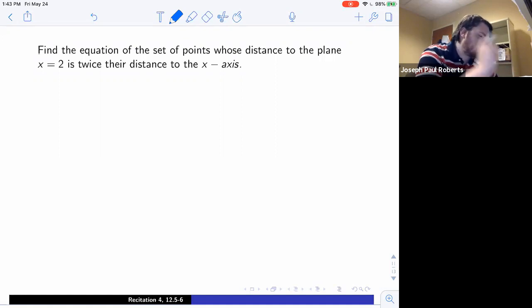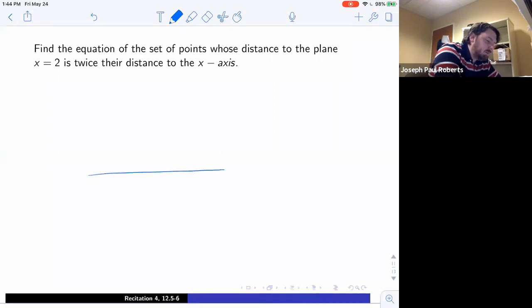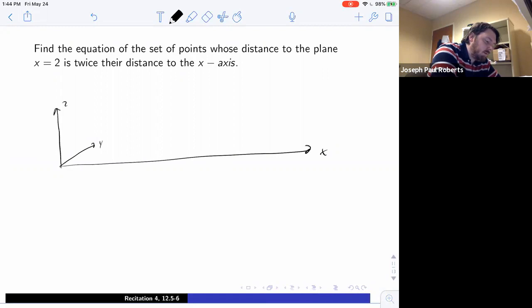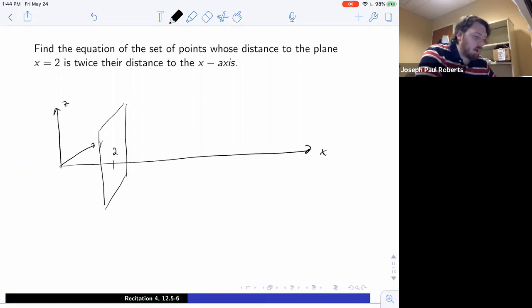So anyway, find the equation of the set of points whose distance to the plane x equals 2 is twice the distance to the x-axis. So let's see here. We have our x-axis, y, and z. I guess we have our plane x equals 2, which ends up being perpendicular to the x-axis.